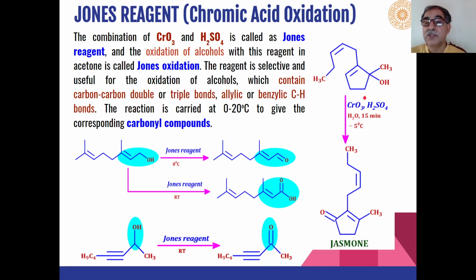Another example is the synthesis of the natural product jasmone. This alcohol, when reacted with Jones reagent at -5 degrees centigrade, has its allylic alcohol part oxidized to an alpha beta unsaturated ketone.